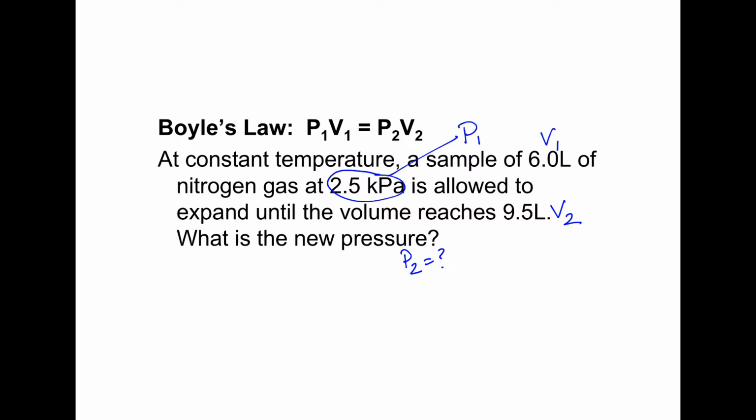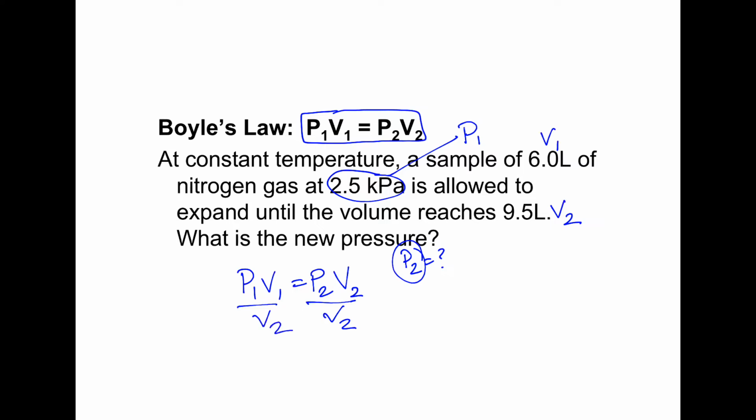Okay, so now I'm going to use an equation that has pressures and volumes in it. I'm going to use Boyle's law equation here. And I'm going to first rearrange it so that I have everything on one side and I just have P2 on the other. So I'm going to erase, and I'm going to divide both sides by V2. Those cancel out, and so I get P1 V1 over V2 equals P2. Now all I have to do is put my variables into that equation.